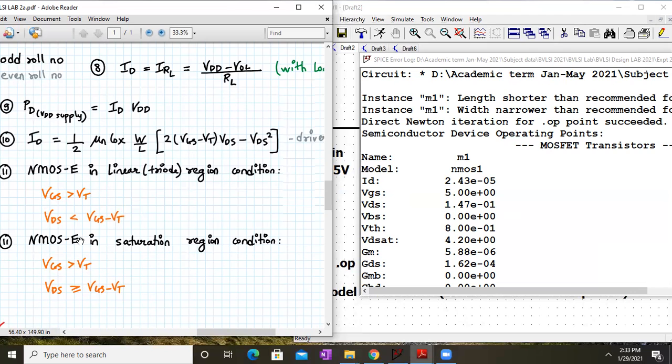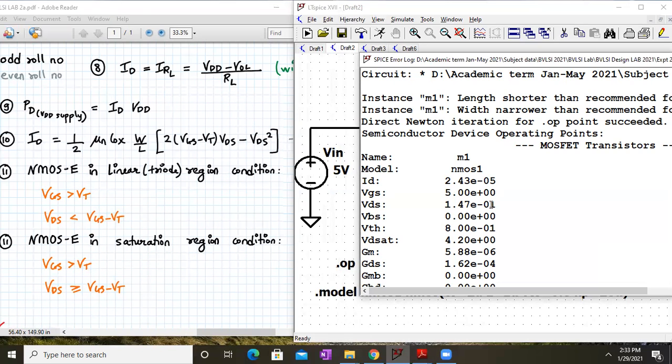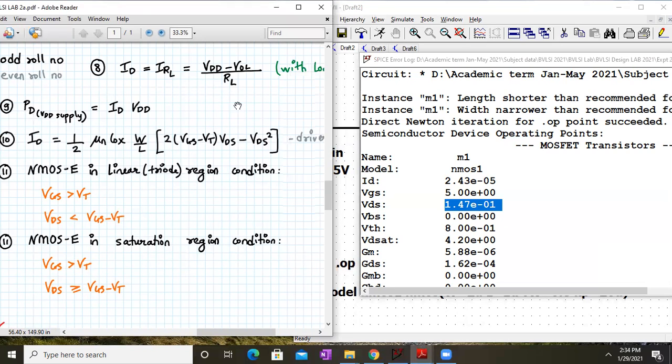Now let's check the condition whether VDS is less than VGS minus VT or greater than. So VDS value is actually 0.147. Okay, very less. And VGS minus VT, VGS is 5 and VTH is 0.8. So it is around 4.2. So definitely VGS minus VT is greater than VDS, correct? That means VGS minus VT is 4.2 and VDS is 0.147. Okay, so definitely my NMOS transistor is in linear region.